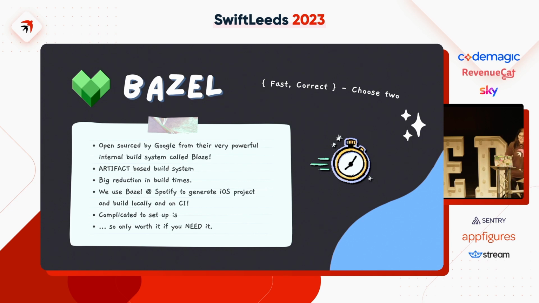But the one that I feel like I can talk about a little bit is Bazel, because I have some personal experience with it at Spotify. So Bazel has a tagline that says, fast, correct, choose two, which I think is pretty snazzy. And it's an open source build system, open sourced by Google, based on their very powerful internal build system called Blaze. Some people confuse it with Bash.